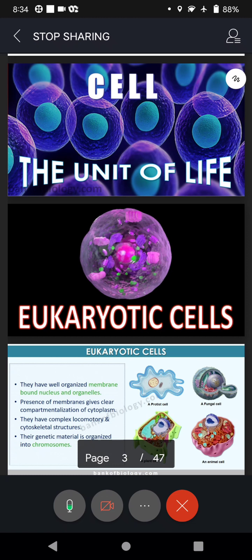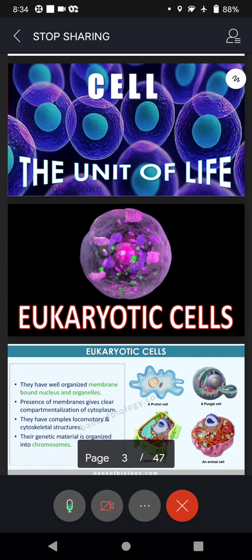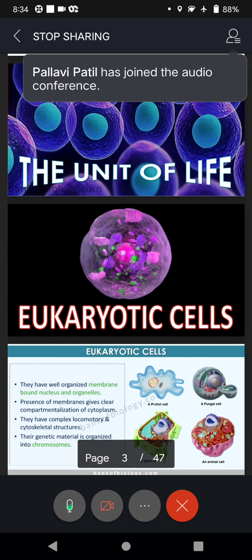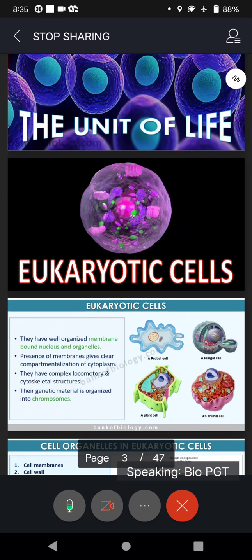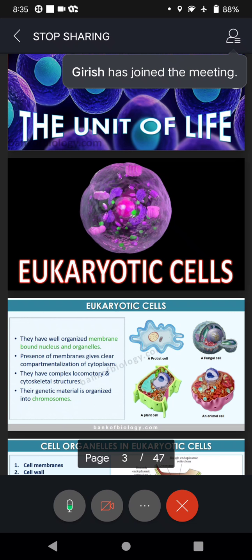In yesterday's class we discussed prokaryotic cells, in which the nucleus is not well defined, the nuclear membrane is not there, and there are membraneless cell organelles. So as far as evolution is concerned, they are very, very primitive. Whereas once evolution started, from prokaryotic, eukaryotic cells developed, and we see these changes. The first and foremost change that we observe is the presence of a well-defined nucleus.